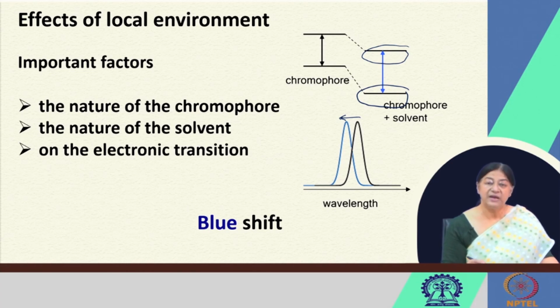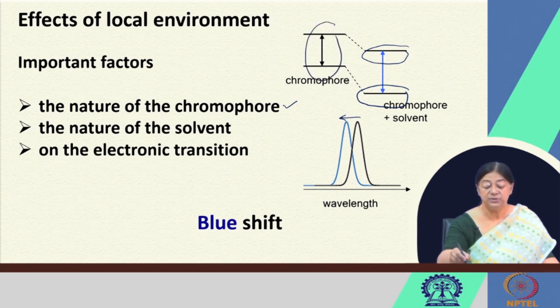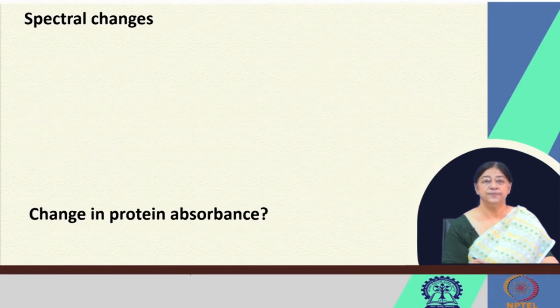So, the important factors that play a role here are the nature of the chromophore, which would be involved in the specific transitions that we are looking at, the nature of the solvent, because that is going to describe or give the interaction specifics, and of course, on the electronic transition. So, these are the factors that are important in our spectroscopic aspects of the peptide bond, or for that matter for the aromatic amino acid residues.